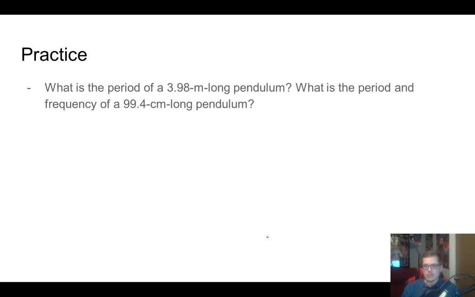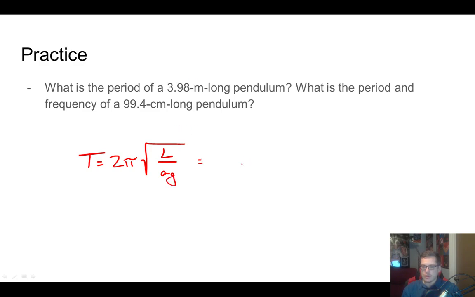All right, so here we go. What is the period of a 3.98 meter long pendulum? What is the period and frequency of a 99.4 centimeter long pendulum? So this is pretty easy. We're just going to take our formula that we had before, that was T equals 2 pi times the square root of L over acceleration due to gravity.